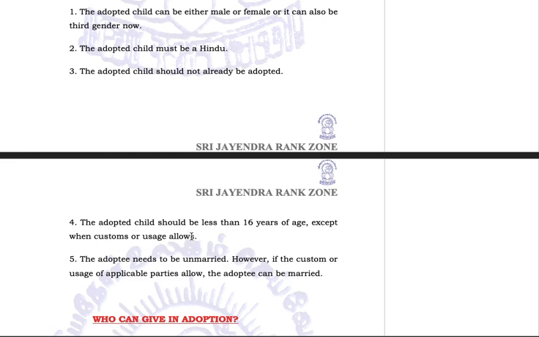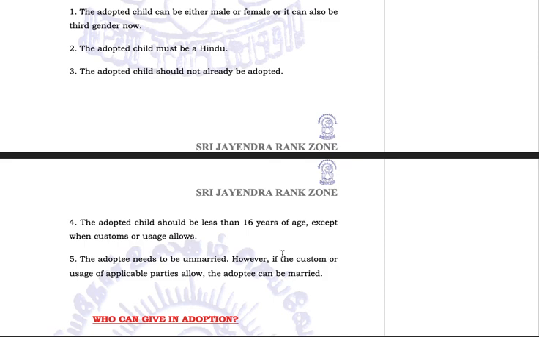But if the custom or usage allows you to adopt a major adult as well, then you can have it. But if there is no such custom or usage in your community to adopt an adult person, then you will have to go by the law, and the law says only a child below 16 years of age could be adopted. The adoptee needs to be unmarried.